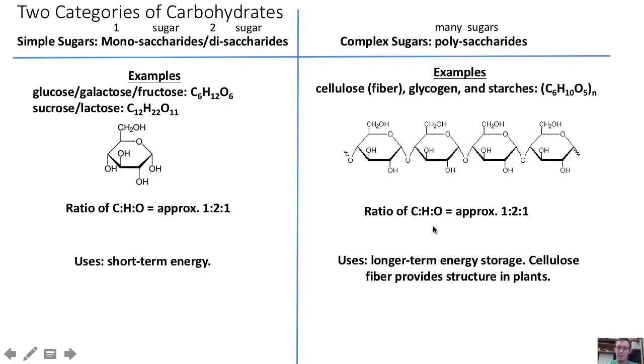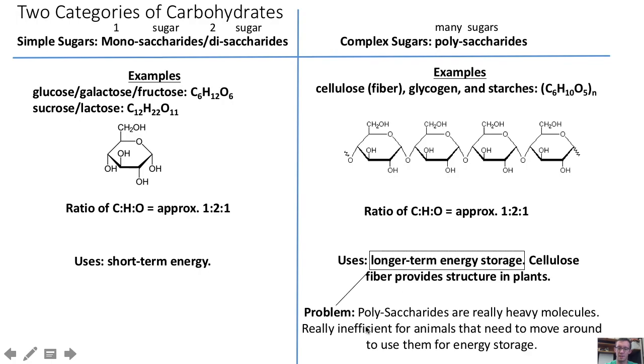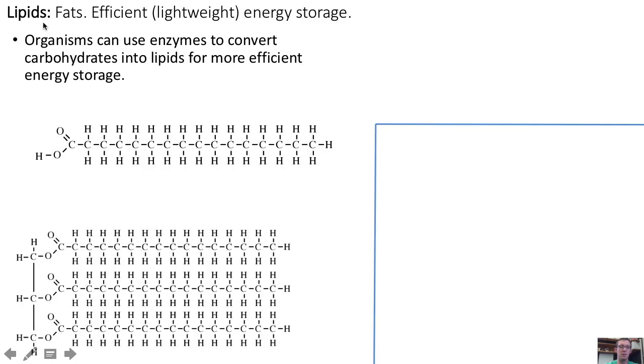Now when we say that these molecules can provide long-term energy storage, there's a catch to this. In humans, polysaccharides are relatively heavy molecules, and so it's inefficient for us to store a lot of energy in the form of glycogen. So what we can do is we can use enzymes to convert carbohydrates into lipids or fats, which are a more efficient way of storing energy. And you can see some examples of lipids down here.